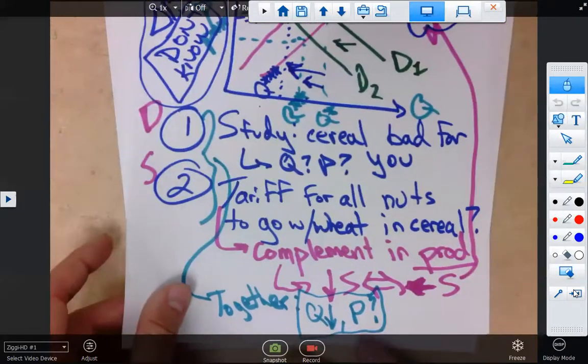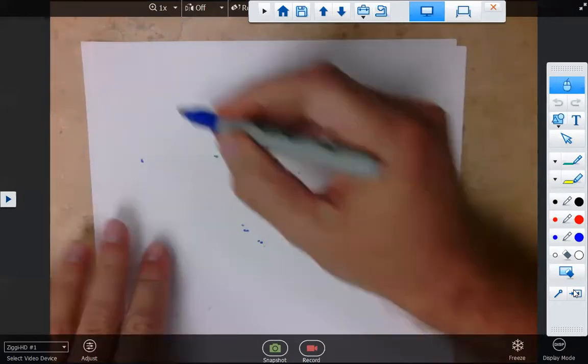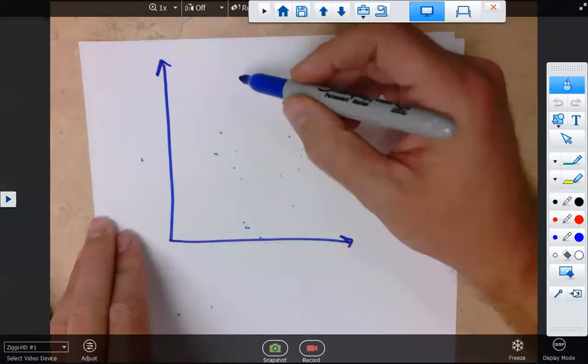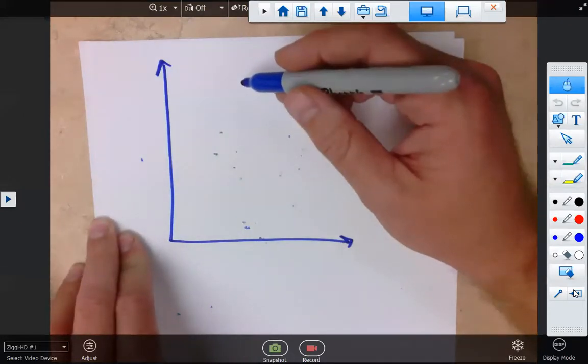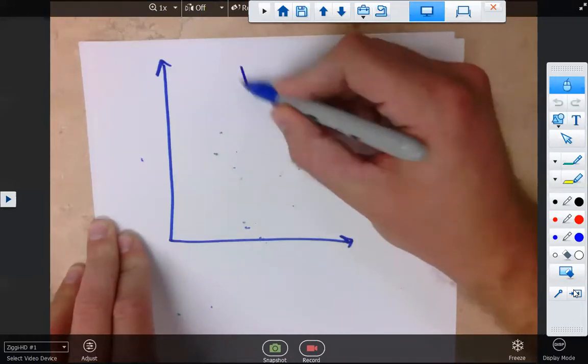Let's do an easy one now. Let's do, what should we do? What's something that somebody bought over the weekend? I bought a teddy bear.